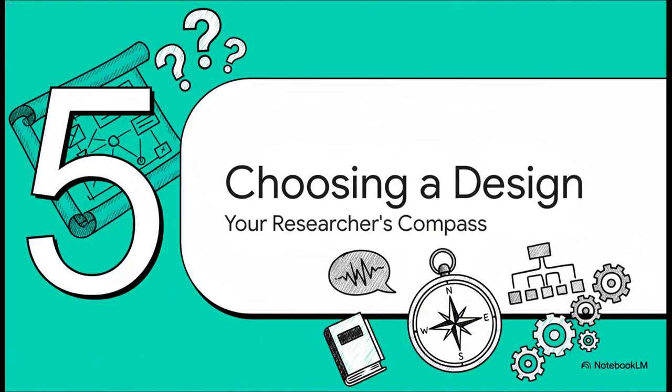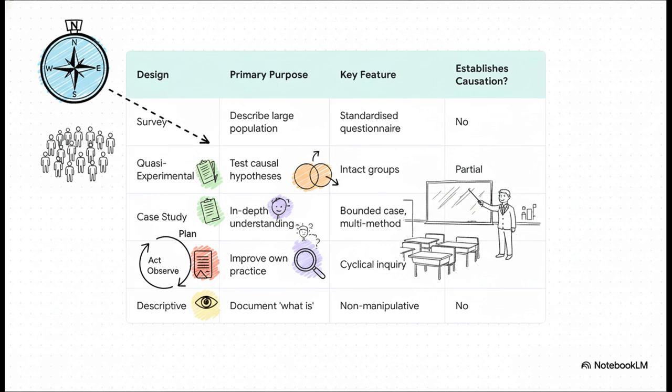Phew. Okay, that was a lot, I know. We've gone through a bunch of different research blueprints. So the million-dollar question is, how do you choose the right one for your project? Think of this table as your researcher's compass. It honestly all comes back to your research question. What are you really trying to do?